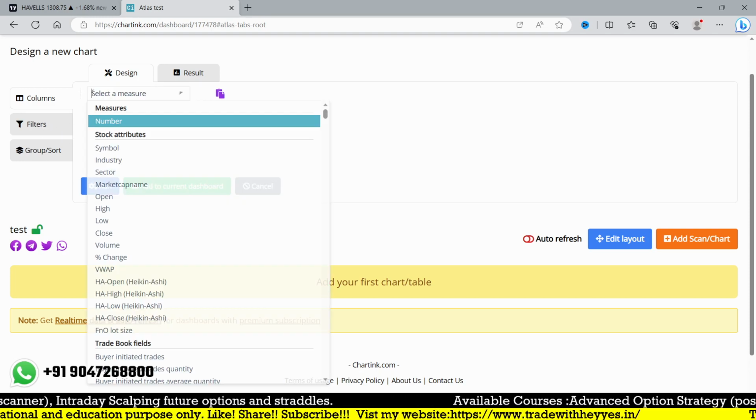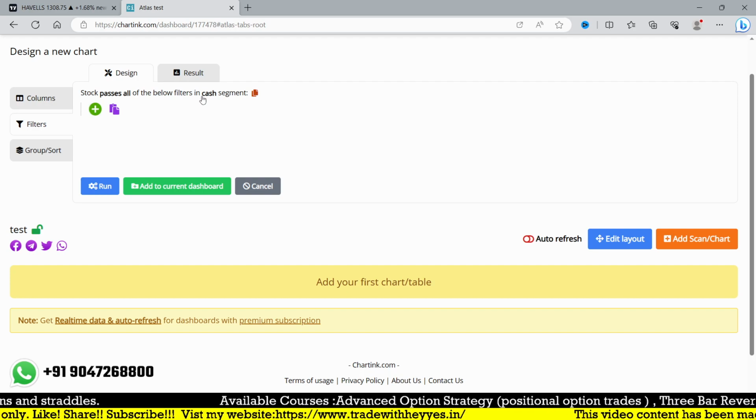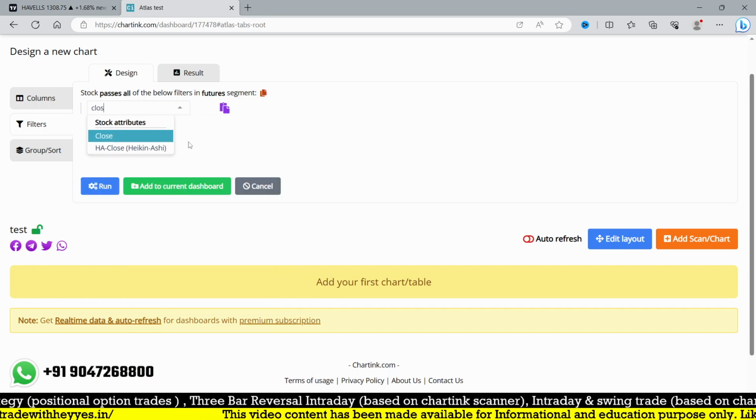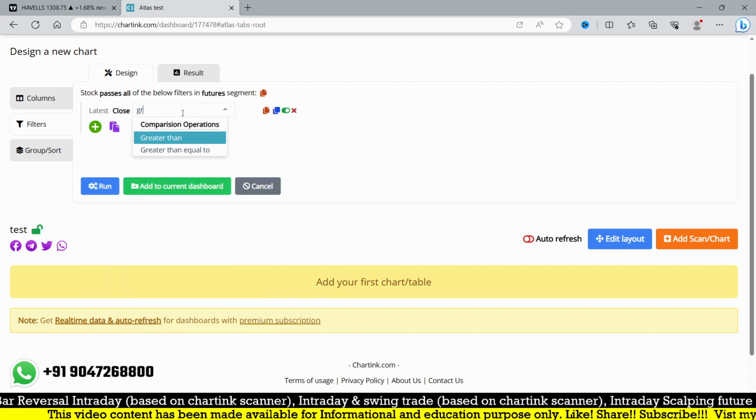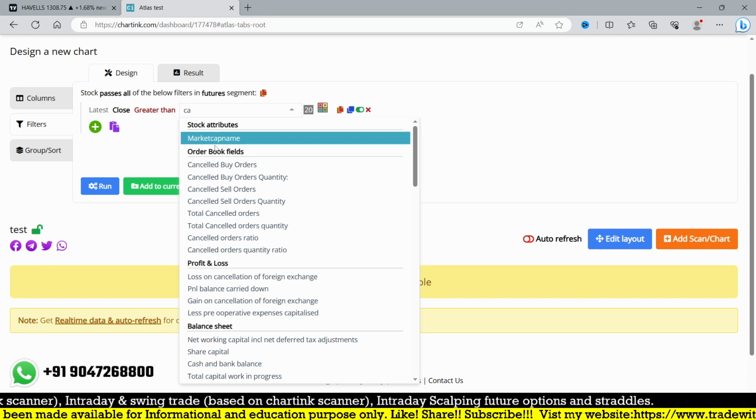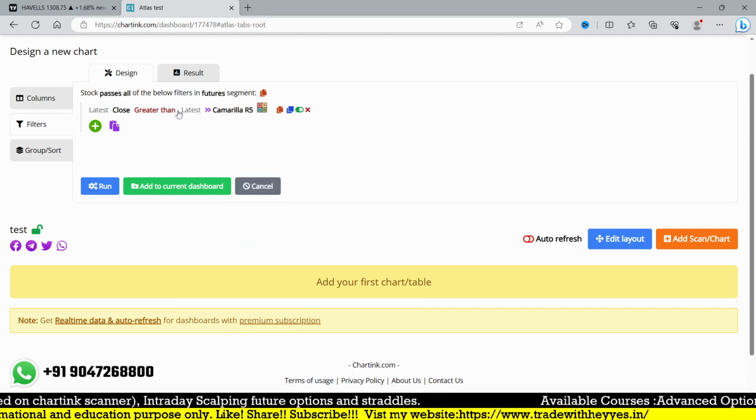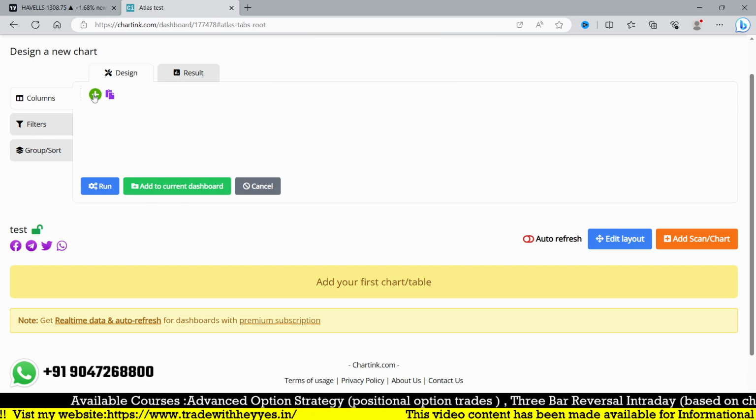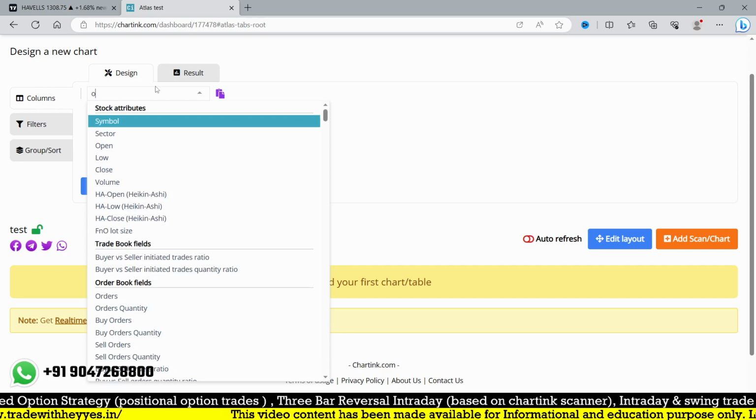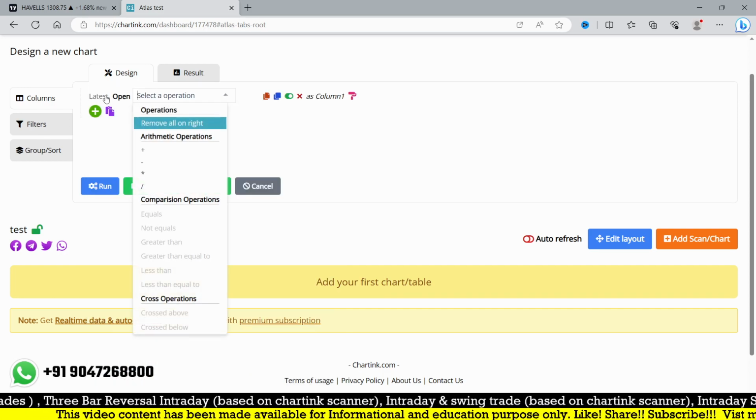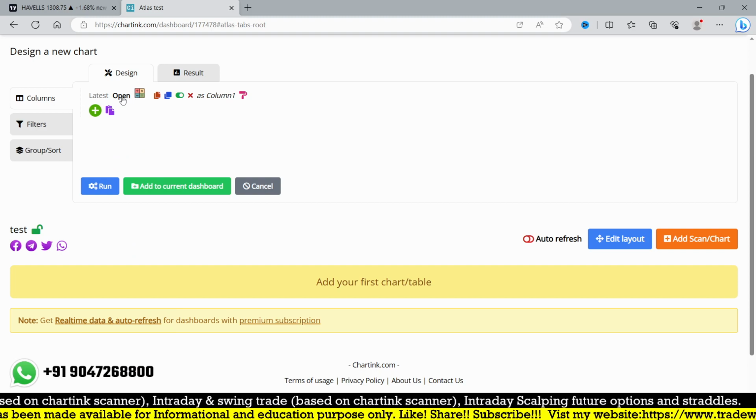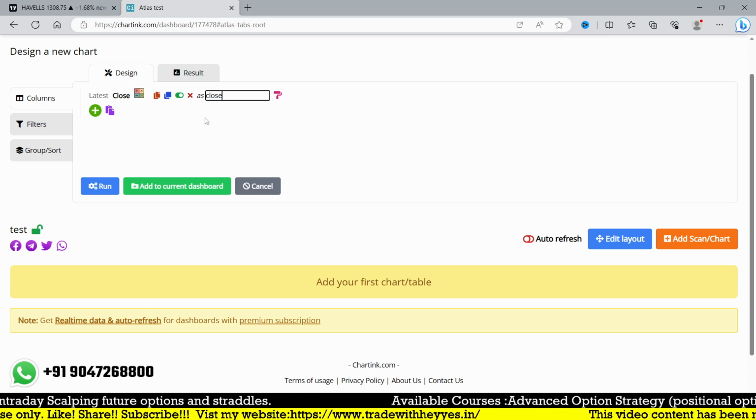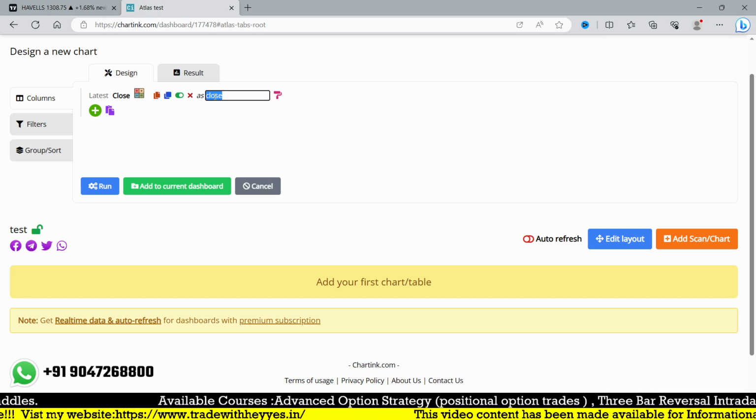Okay, instead of that, filters for stocks, futures, it is close greater than Camarilla, or one day ago. The column should be, so let us open, let us close.